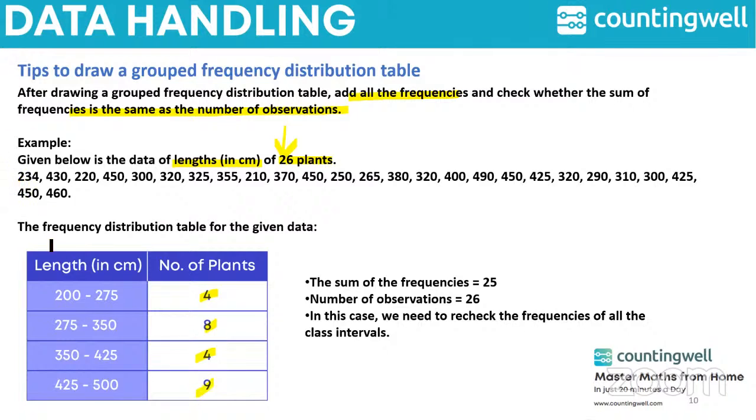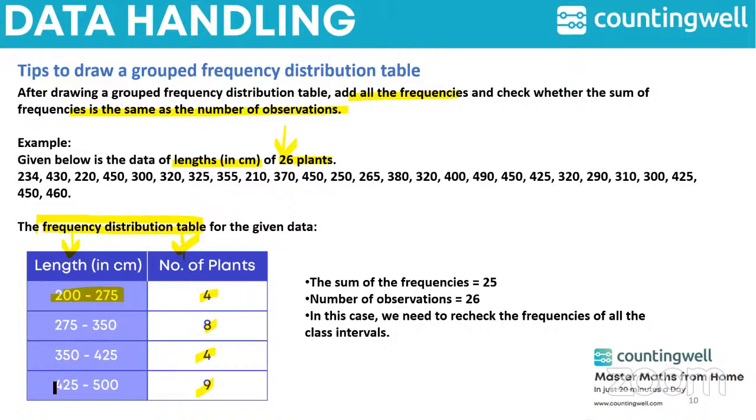So here the frequency distribution table, you can see it is a tabular arrangement of the class intervals and the frequencies. So here we have two columns. One is for the length of plants and one is for the number of plants having a particular length. So particular length means here we have class intervals.